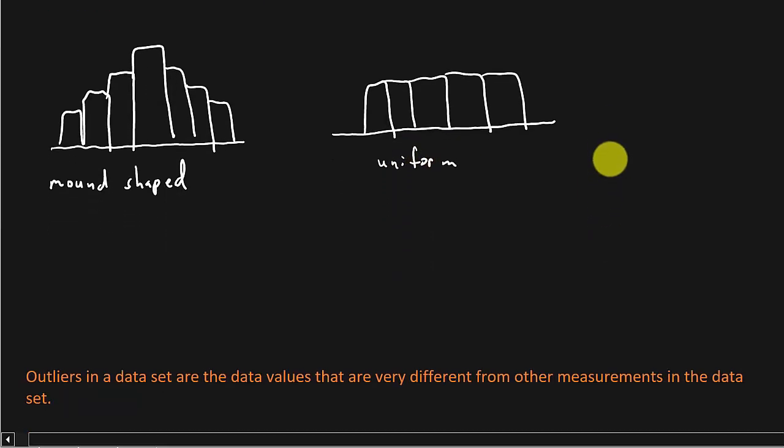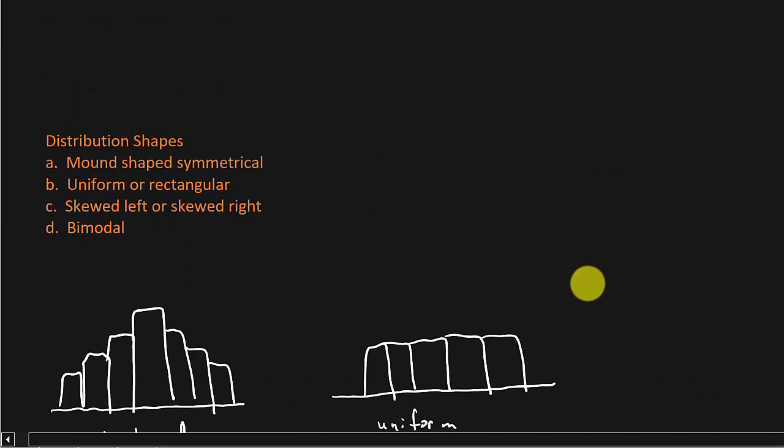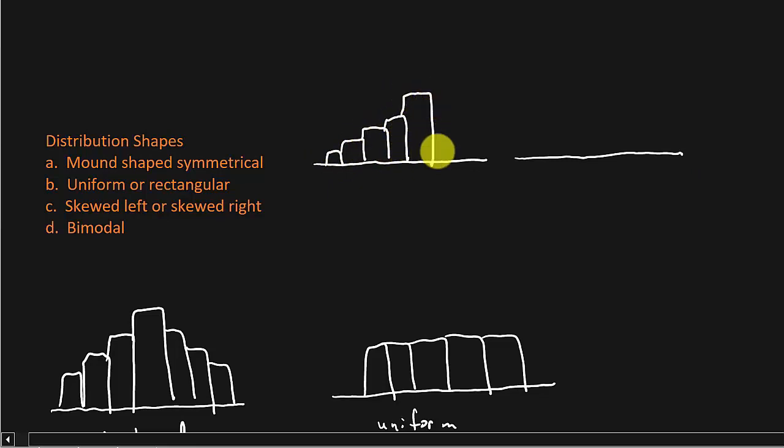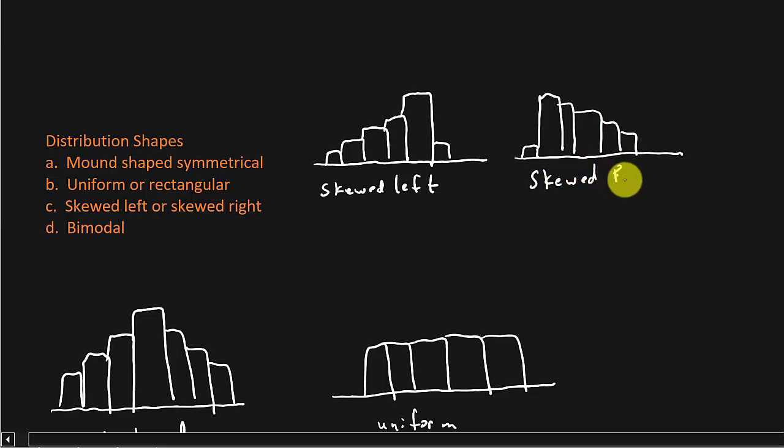And then we got skewed left, skewed right. We'll have to come up here and do it. All right, so skewed left and skewed right. Let's look at this. Skewed left would look something like this, and then you might have a smaller one right here, but this right here would be skewed left. And then for skewed right, you may have something like this. Let me draw that a little better. Something like this. This would be skewed right.